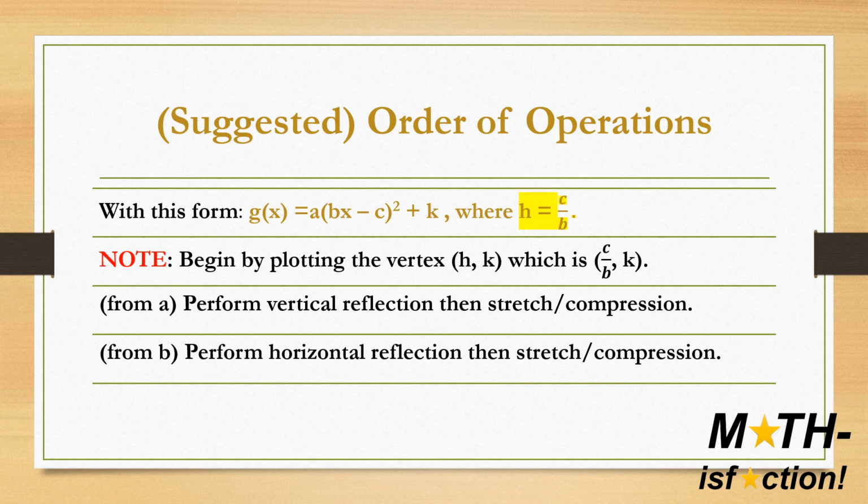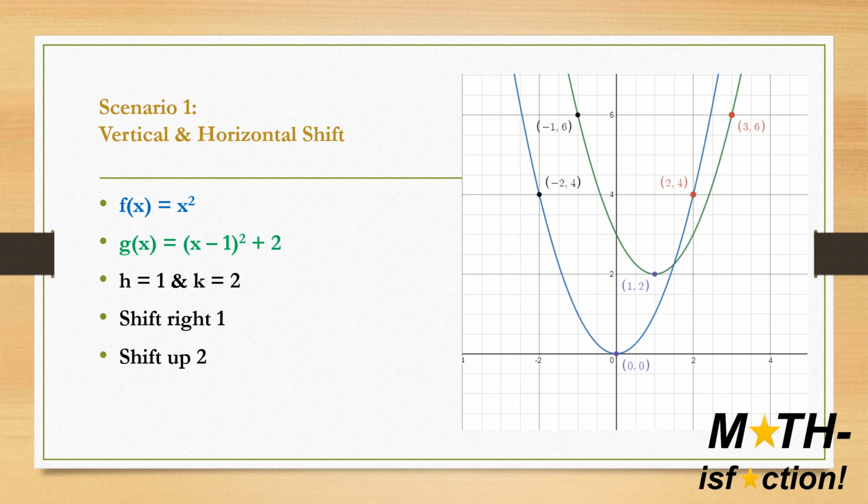The suggested order of operations for form 2 is the same as the suggested order of operations for form 1. Just be careful with plotting your vertex. The H value is C divided by B. All right, I have 6 examples for you.